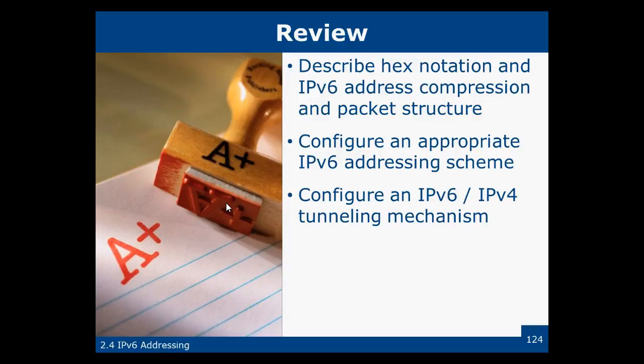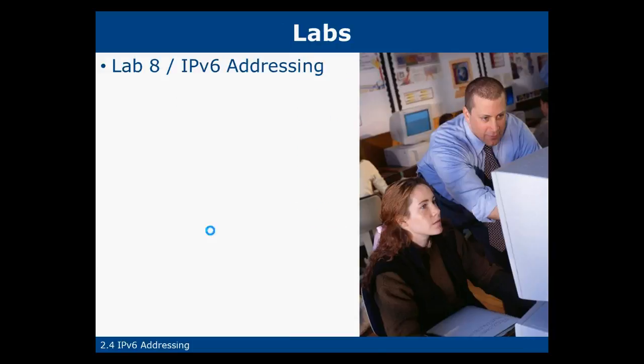So with that, the review is: describe the hex notation, and hopefully you can do that by now, and the IPv6 address compression and the packet structure of what an IPv6 address looks like. On IPv6, configure an appropriate IPv6 addressing scheme, and that is what kind of prefixes do we need in that, and configure a 6-to-4 tunneling mechanism. And with that, Lab 8 for IPv6 addressing is the one that should be done in conjunction with this lecture.